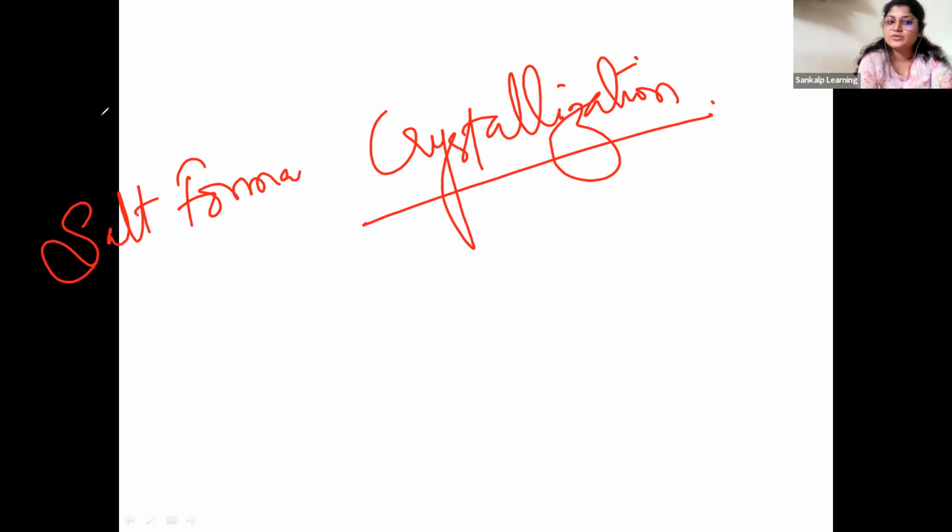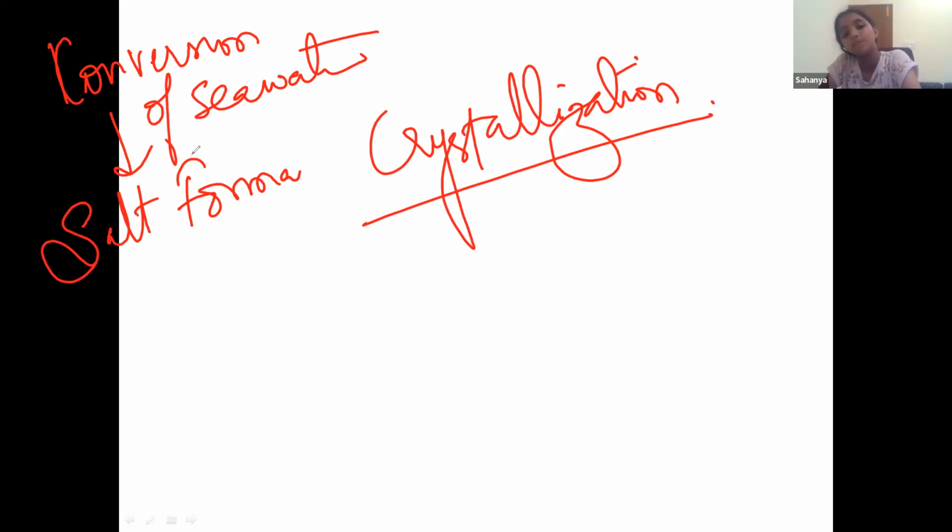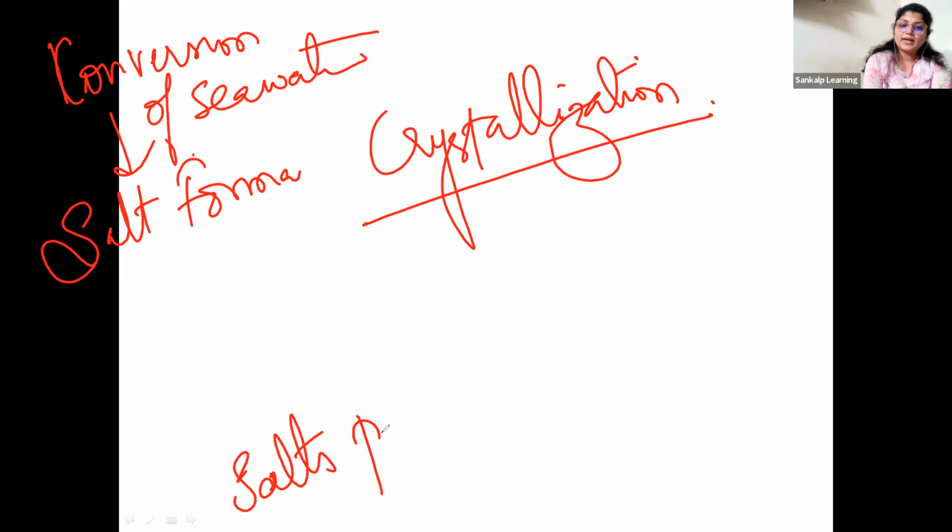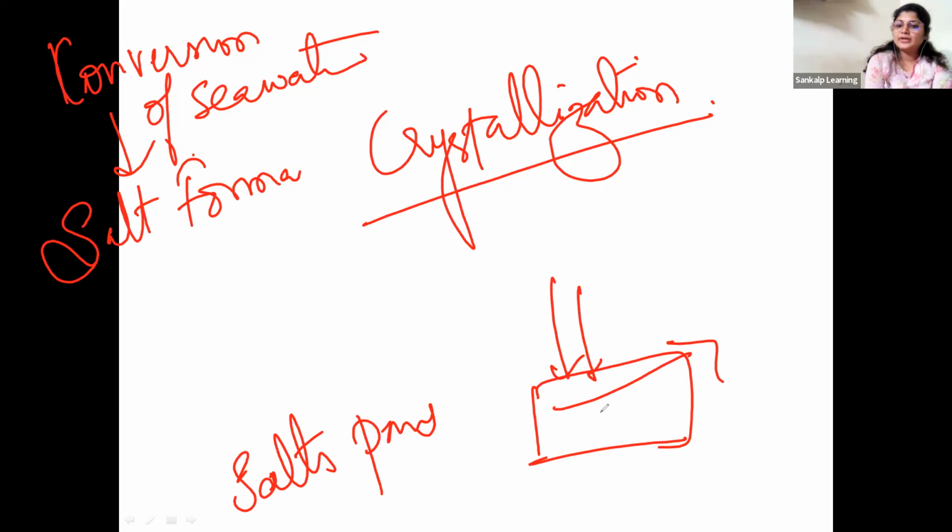That is the conversion of seawater into salt. This is also the best example, as I said. What they do is put the water in pans, large open pits called salt pans. Then due to sunlight, the water gets evaporated and the salt will be in impure form. The seawater will be collected just by the bank of the ocean.